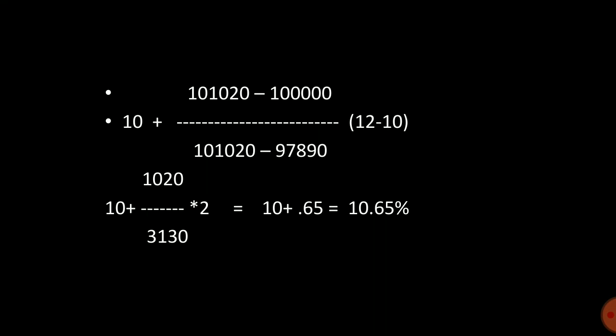So at this rate, the present value of cash inflow is equal to present value of cash outflow. So at this rate, that is 10.65, our NPV is 0. And so here internal rate of return is 10.65 percentage.